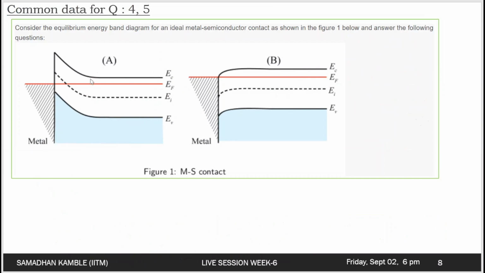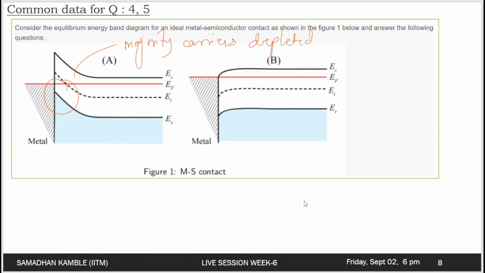So you can see that the majority carriers, that is electrons, because this is an N type semiconductor here. The majority carriers are depleted here, which are electrons, and this can also be considered as the rectifying diode.